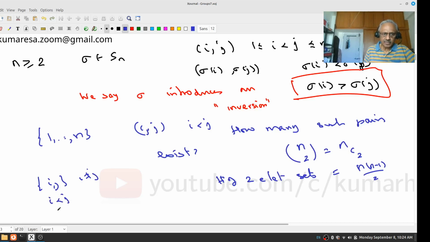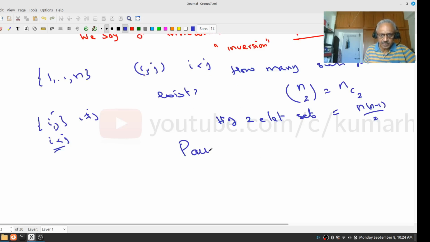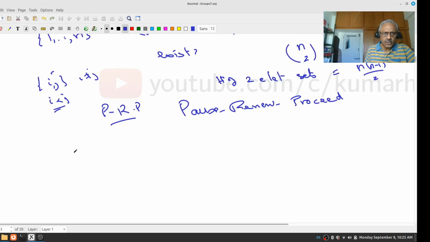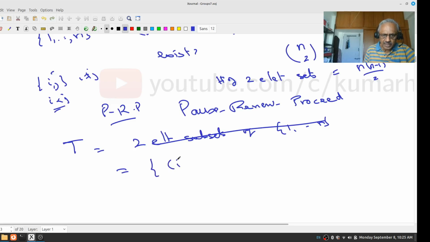Conversely, you give me any ordered pair i, j with i less than j, and I get a two element set. Therefore, there is a bijection. So, make sure you understand this. Let us look at all two element sets. Let me call it T for two element sets. That is, the two element subsets of 1 to n, which is the same as saying, let me ignore the ordered pairs i comma j, so that 1 is less than or equal to i, strictly less than j, less than or equal to n.